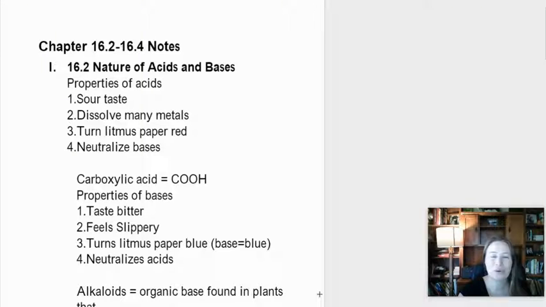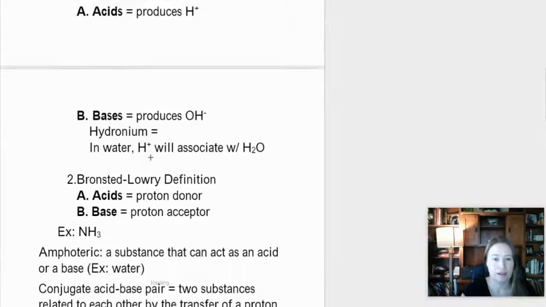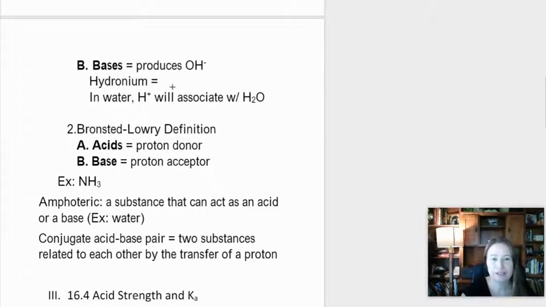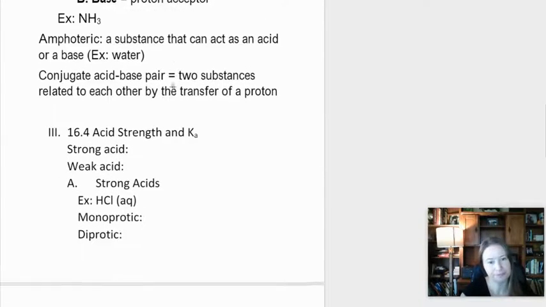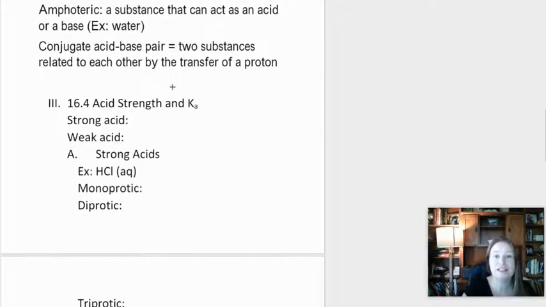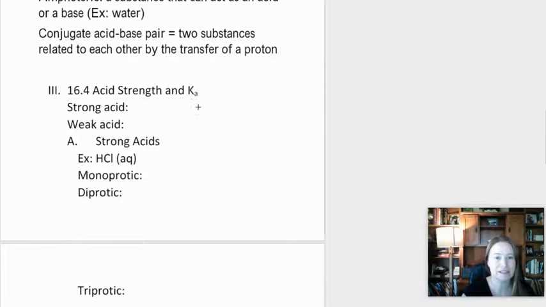Hi guys, today we're going to go over section 16.4. We covered the properties of acids and bases yesterday. Today we're going to talk about acid strength and the ionization constant, Ka, for acids.